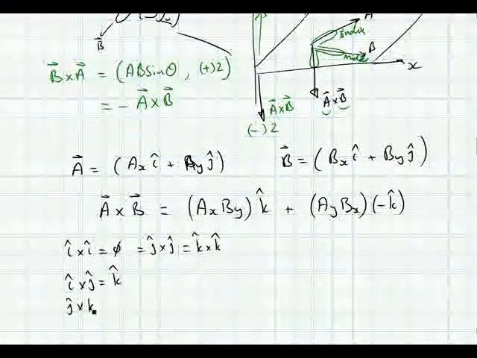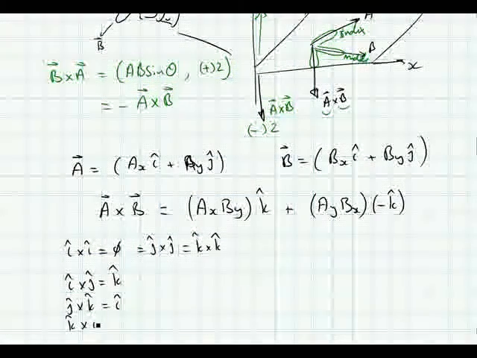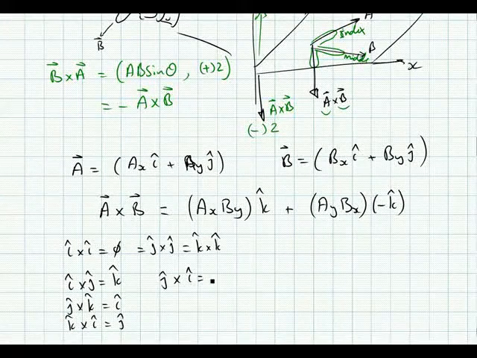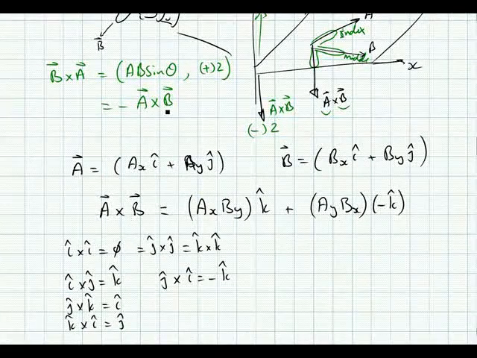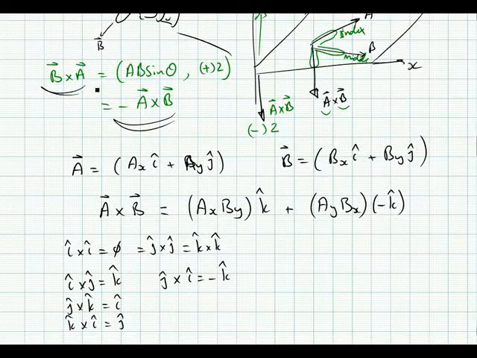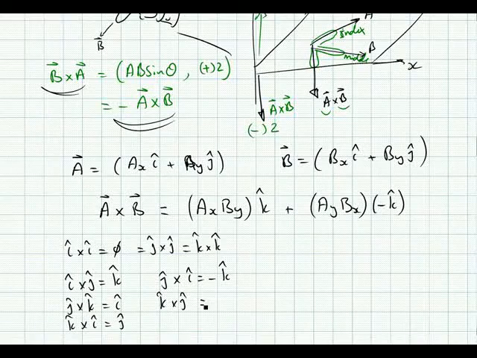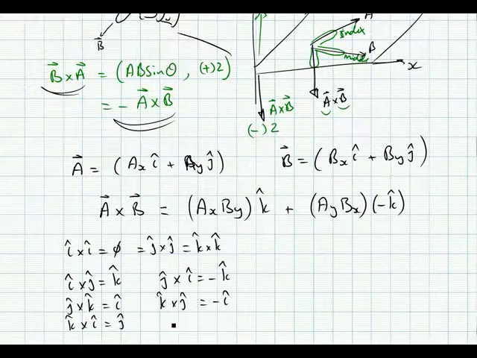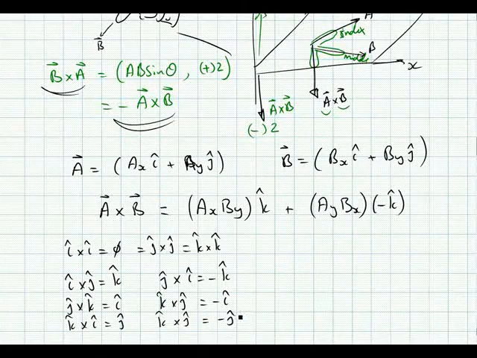j crossed with k is equal to i, and k crossed with i is j. Now j crossed with i is negative k. This is when we made use of the fact that if you switch the order between the two components, then you end up with a negative answer. k crossed with j is negative i, and k crossed with i is negative j.